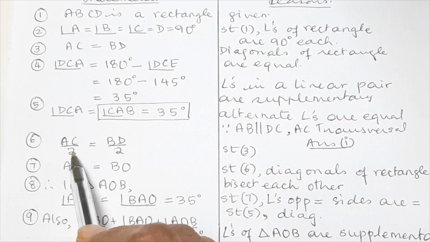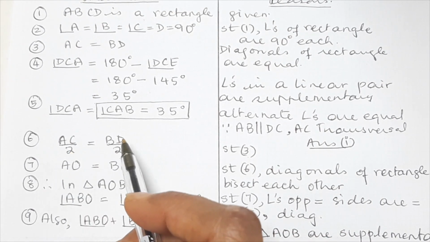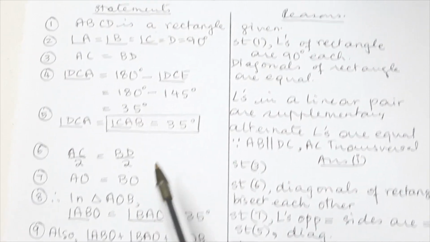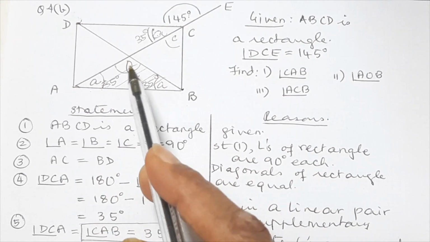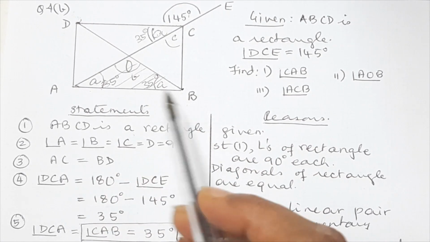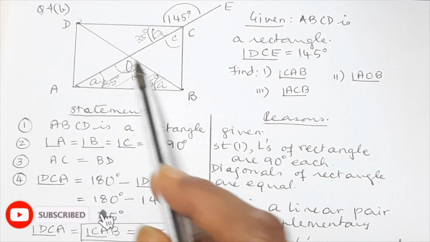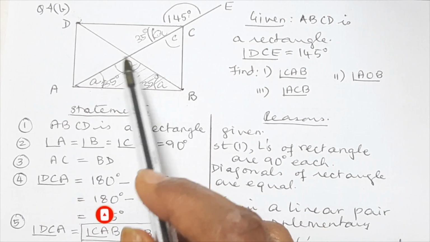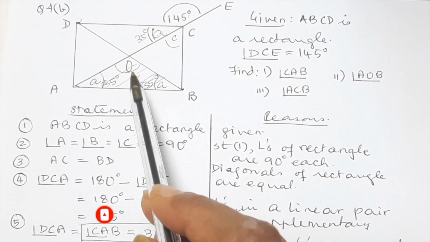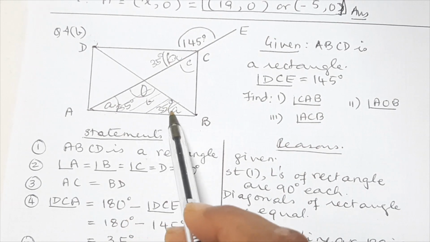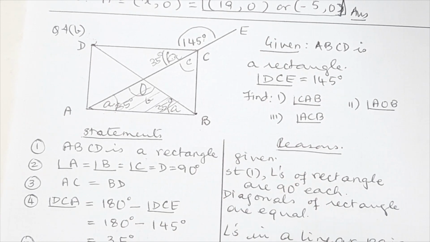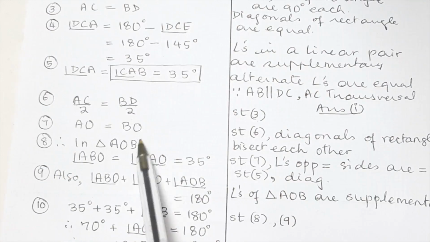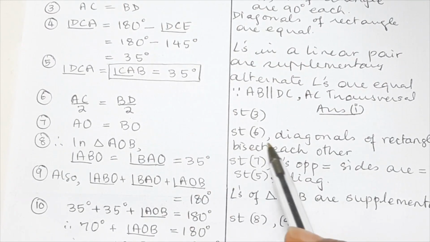Now AC upon 2 means half of AC, and half of AC will be AO, and half of BD will be BO. Therefore, in triangle AOB, look at your triangle AOB, we will have AO equal to BO, and therefore opposite AO will be angle ABO, and opposite BO is going to be angle BAO. They are equal to 35, 35. This angle plus this 35 plus this 35 will be 180 degrees, since angles of the triangle are supplementary. So see how we are writing it. You have the diagram in front of you. You have drawn it already, right?